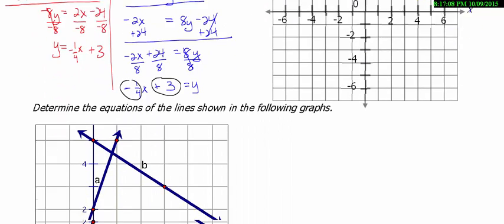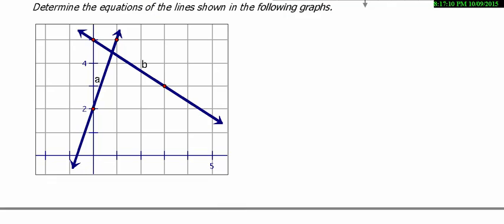Okay, let's scroll down to our last example. It says determine the equations of the lines shown in the following graphs. What I need to actually write the equation is simply the m and b, or slope and y-intercept. And so I would like to, for line A, identify slope and y-intercept. Y-intercept, I think, is pretty easy to do for line A. It's the point at which the line crosses the y-axis, and that point is, in this case, 2.